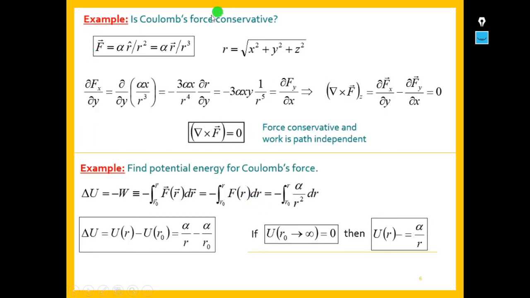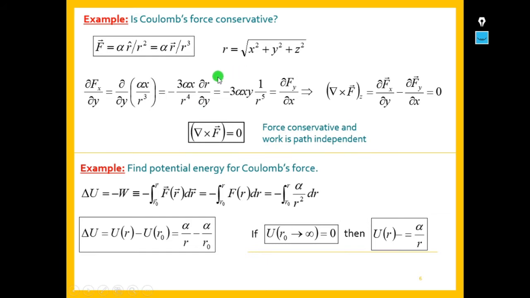Let us see whether Coulomb's force is conservative in nature or not. So is Coulomb's force conservative? We know that F is equal to alpha r cap by r squared, that can be written as alpha r by r cubed, wherein r squared is equal to x squared plus y squared plus z squared. So we have to find out the cross product of del and F. So del: ∂Fx/∂y is equal to ∂/∂y of alpha x by r cubed. That we will get as minus 3 alpha x y by r to the power 4.